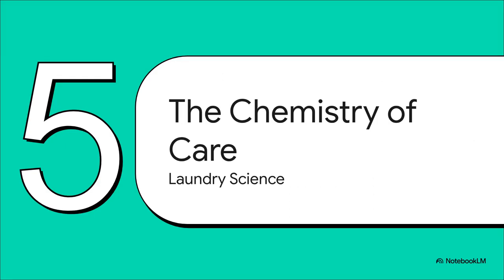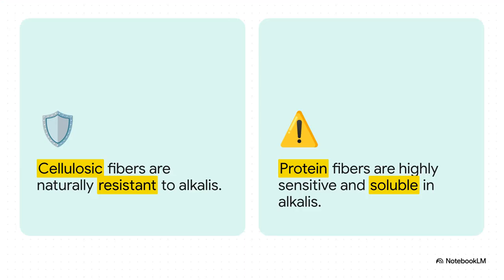And finally, let's bring it all home with Section 5, the chemistry of care. Believe it or not, the fate of your entire wardrobe ultimately comes down to this one core chemical contrast. Plant fibers, our cellulosics, so your cottons and linens, are naturally resistant to alkalis, but animal proteins, like your wool and silk, are highly sensitive to alkaline environments. Simply put, they are alkali-soluble.